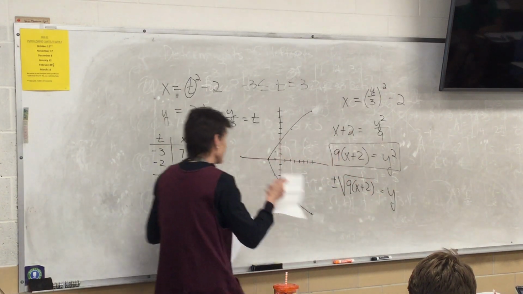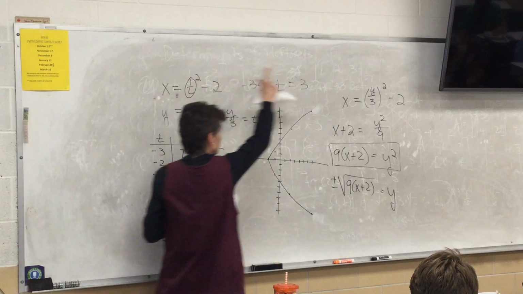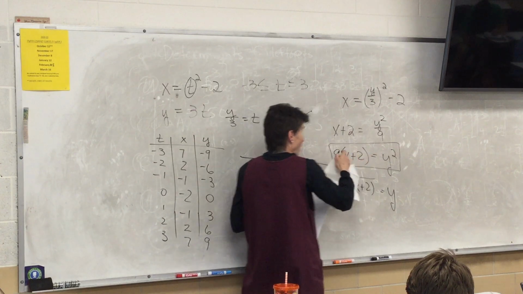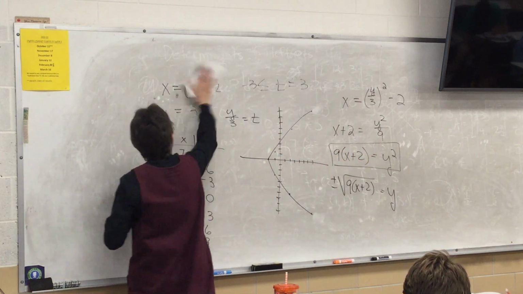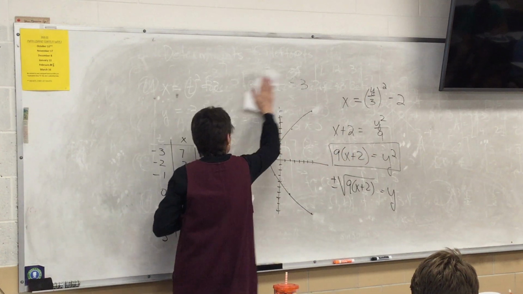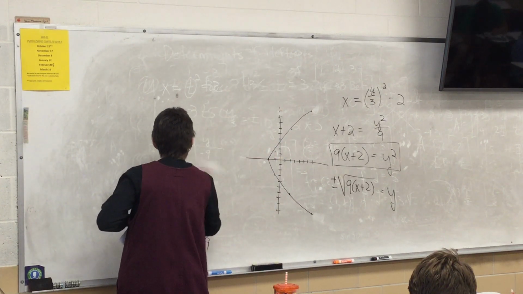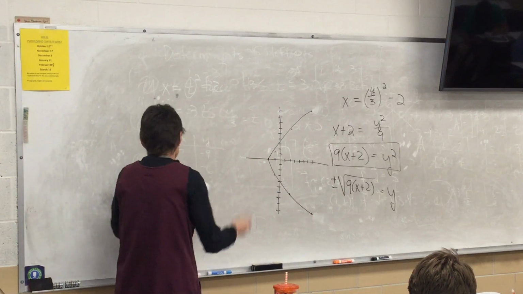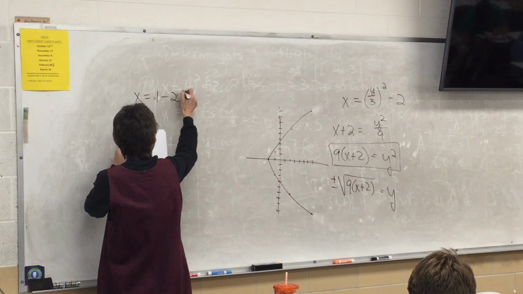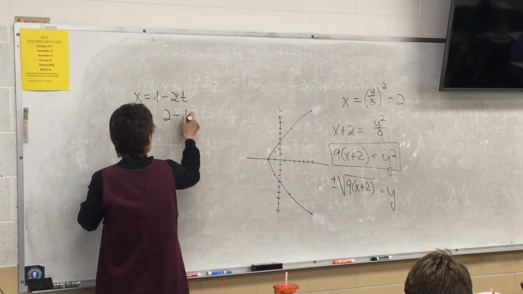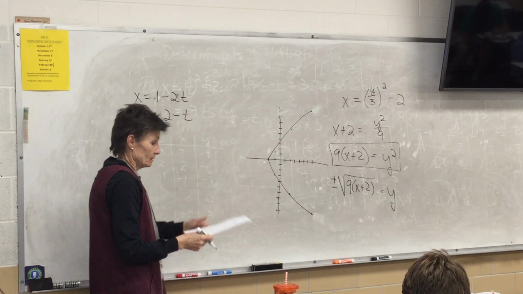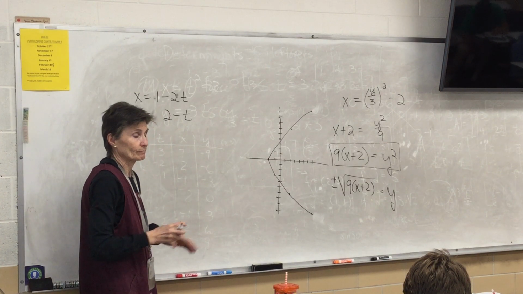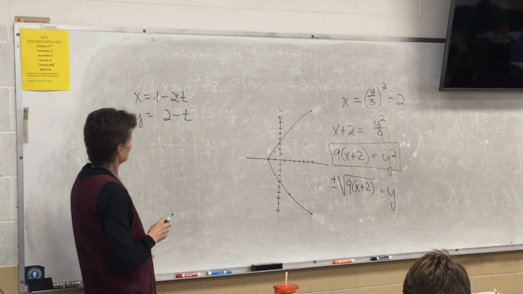All right, number 3 says, do what Robert suggested for this equation, and that is change it into a Cartesian. This is called Cartesian when it's just x's and y's. So we're going to change it into a Cartesian equation. See what we've got this time: x equals 1 minus 2t and y equals 2 minus t for all t's. Okay, so what do you think we ought to do?